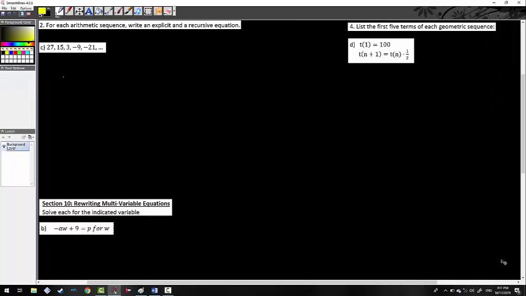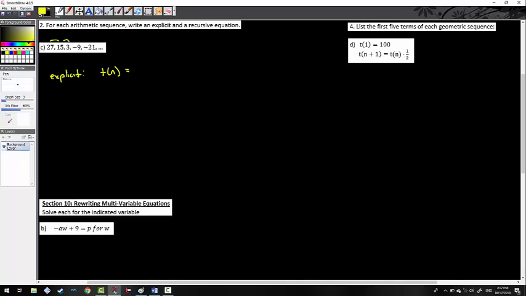Speaking of things we all love and enjoy, let's talk sequences again. So when it comes to sequences, we're being asked to write for this arithmetic sequence an explicit and recursive equation. Well, let's go and talk about the explicit equation first. Well, that's going to be t of n is equal to, I need to find a slope of this thing. So how am I moving from one term to the next?